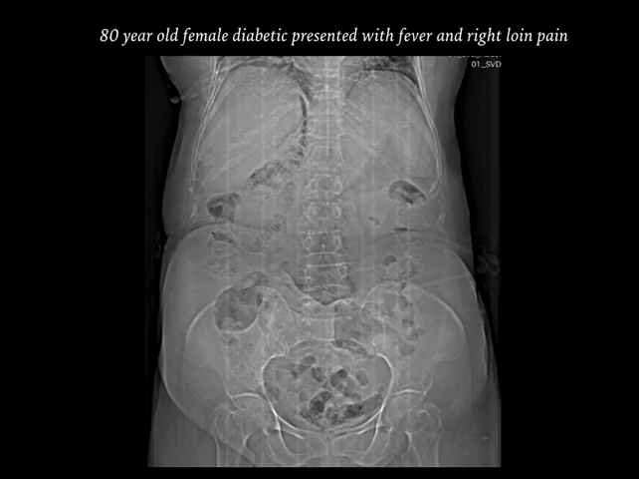So let us see. An 80-year-old female diabetic patient presented with fever and right loin pain, and this is the topogram of CT abdomen. The main findings which we observe here are the mottled lucencies in the right renal region. You can see the air lucencies in the shape of renal parenchyma, that is the renal shadow, and you can see the left renal shadow is normal, no significant abnormality in the left renal region.